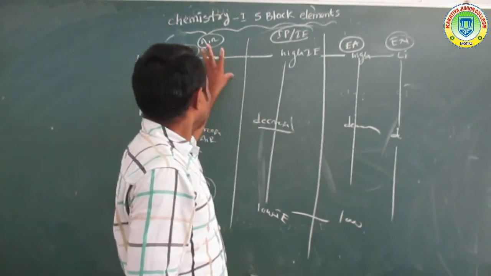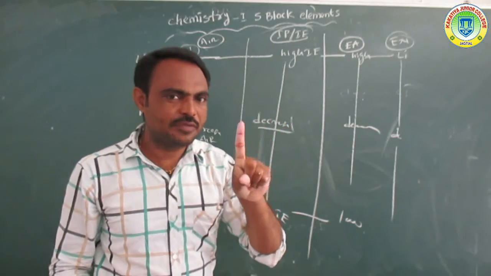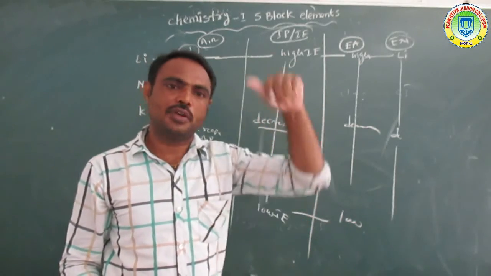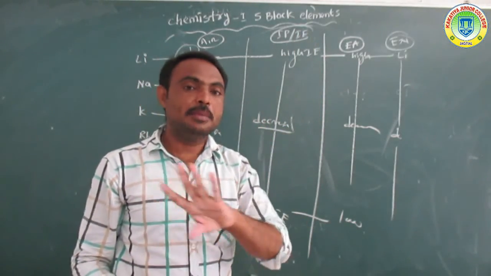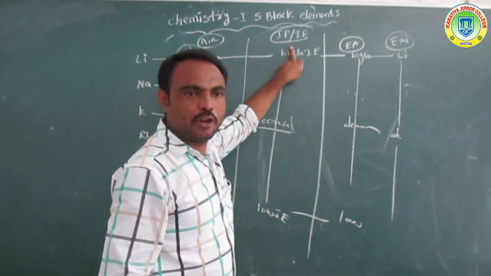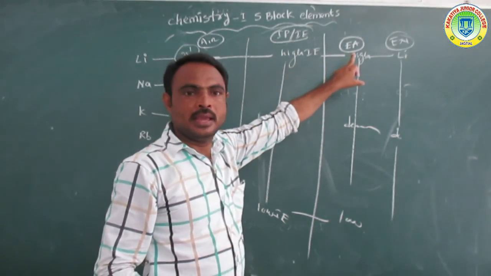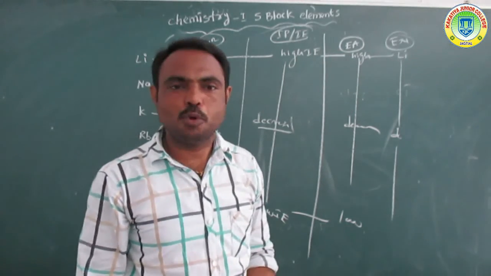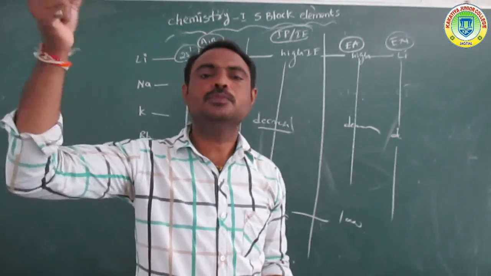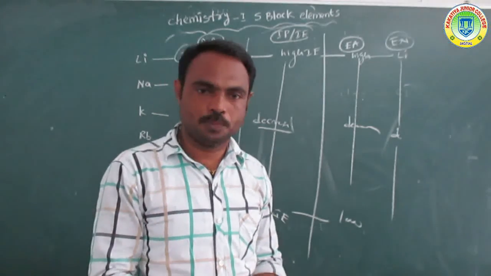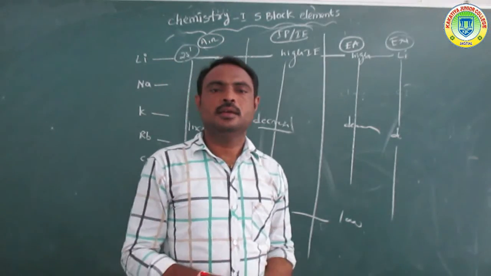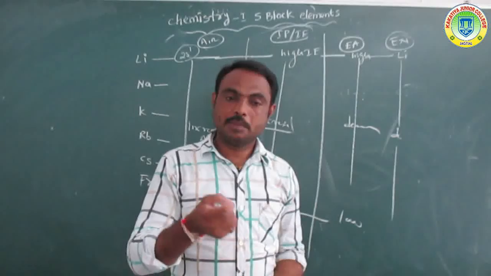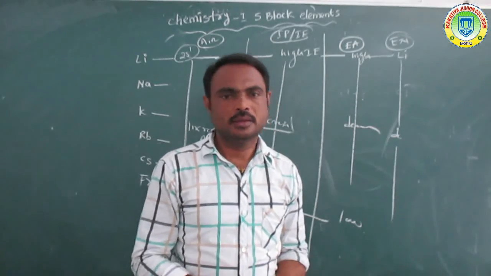So overall, only the atomic radius value increases from top to bottom, but the remaining three, ionization enthalpy, electron affinity, and electronegativity, these three decrease from top to bottom in this group. Further, we will discuss chemical properties. Okay, done.